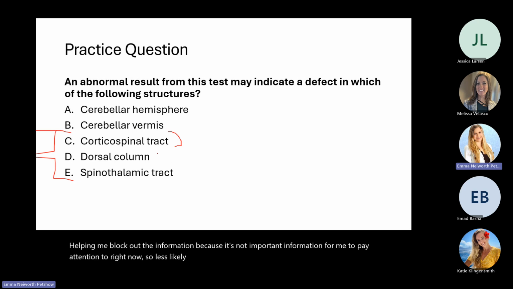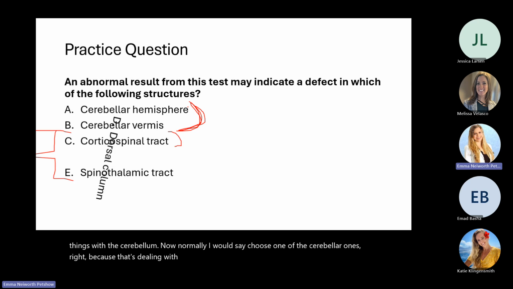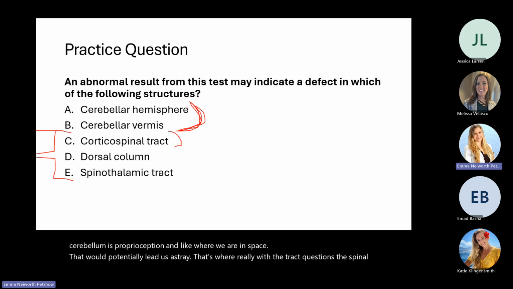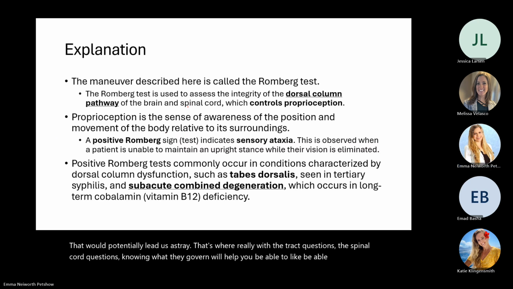So we have the dorsal column, which really doesn't tell us anything outside of it being in the dorsum. And then we have two options with the cerebellum. Normally I would say choose one of the cerebellar ones, because that's dealing with proprioception. But in fact, in this question, the dorsal column is the correct answer. If we went just from, well, that word feels good, because cerebellum is proprioception and where we are in space, that would potentially lead us astray. That's where, with the tract questions and the spinal cord questions, knowing what they govern will help you decipher these answers.